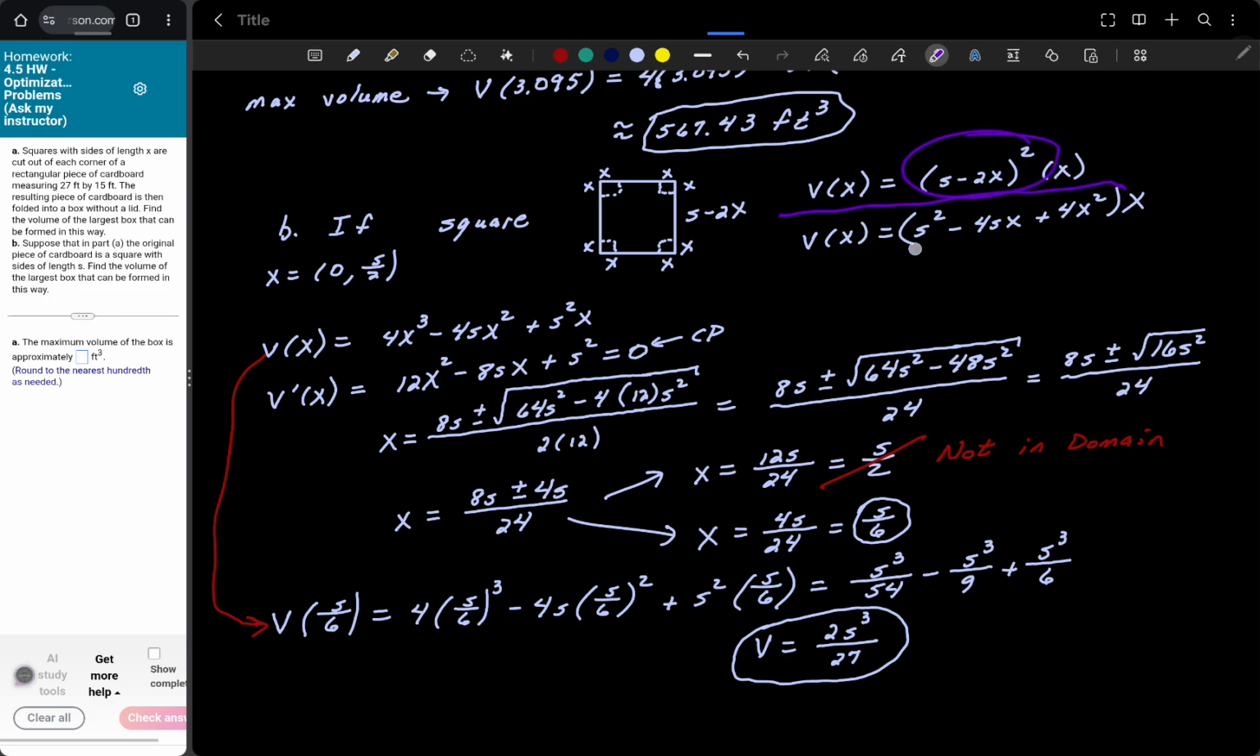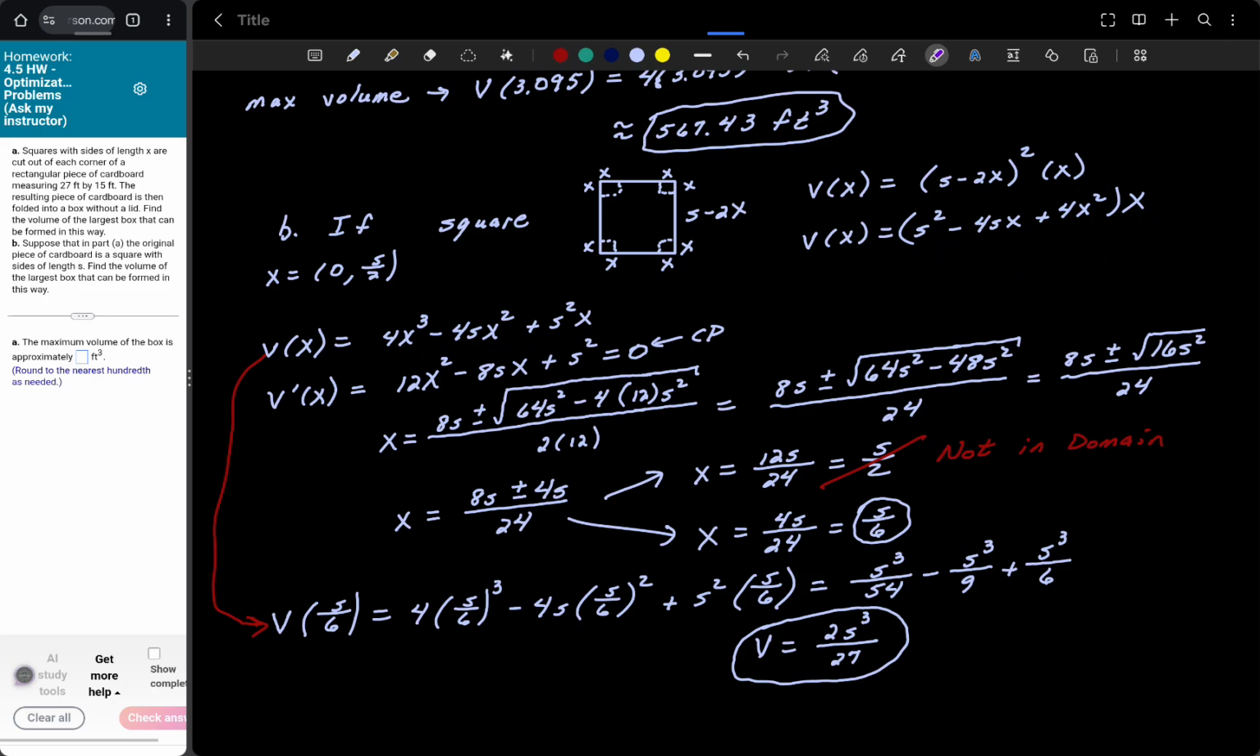I squared out this group, which gave me s squared minus 4sx plus 4x squared, all times x. I distributed my x through. As I distributed my x through, I wanted to get this volume function in descending order with respect to x, which is the height of the box. So I get a 4x cubed, that's where this came from, minus 4 times s times x to the second, and then plus s squared times x for the last term. Okay, now I have my volume formula.